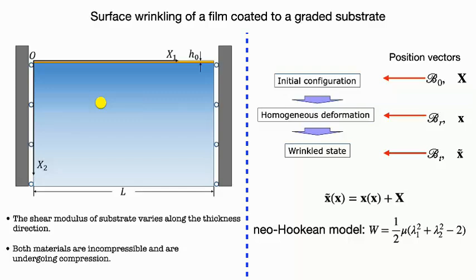And we use a very simple model, the neo-Hookean model, where mu is the shear modulus, and lambda 1, lambda 2 are the two principal stretches. Because this is a planar problem, we consider a plane strain problem. So the stretch in the third direction is imposed to be 1. So there is no deformation in the third direction.